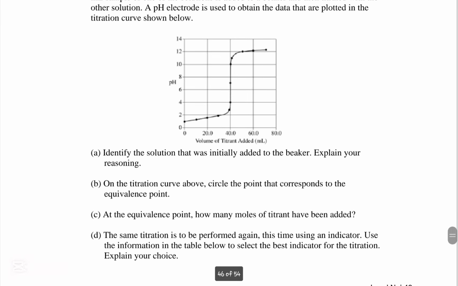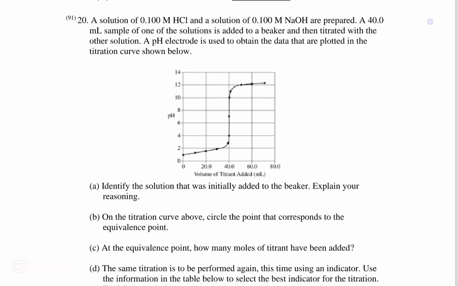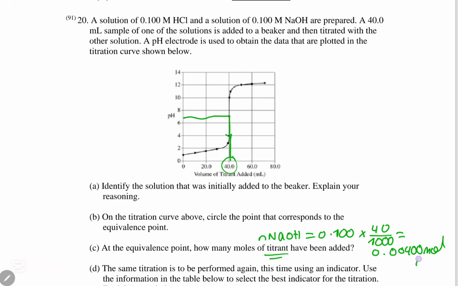Now, at the equivalence point, how many moles of titrant have been added? So at the equivalence point, which is this point over here, they want to know the number of moles of titrant. The titrant is the thing that I added to the beaker, which is NaOH. So they want to find the number of moles of NaOH. I have the concentration, which is 0.100. I know my volume, which is 40 divided by 1,000, because it's in milliliters, I need to change it to liters. So I will get 0.00400 mole of NaOH. Okay, that's it for part C.